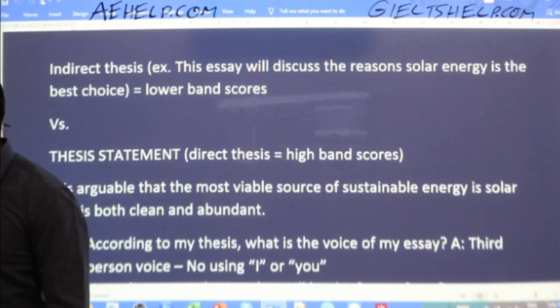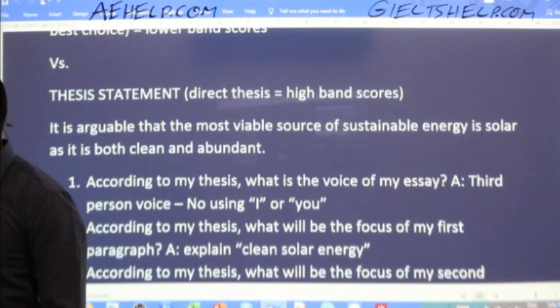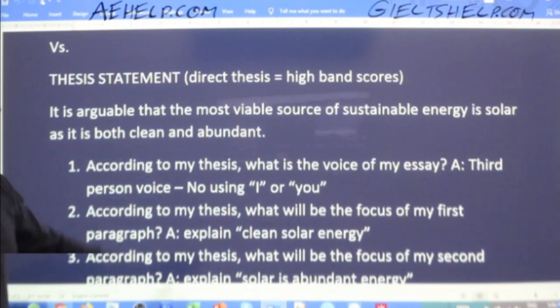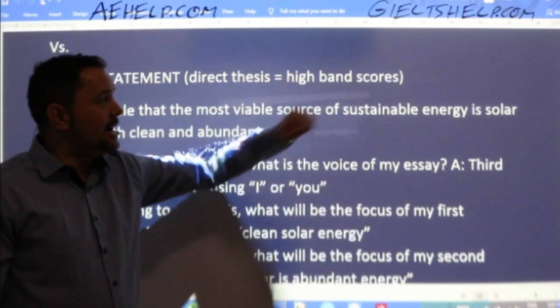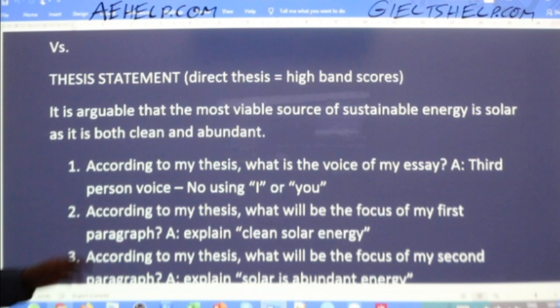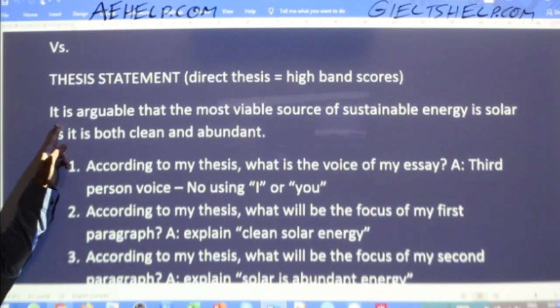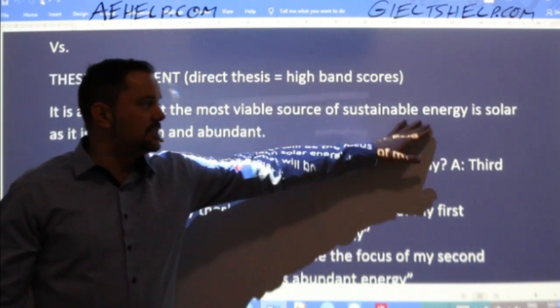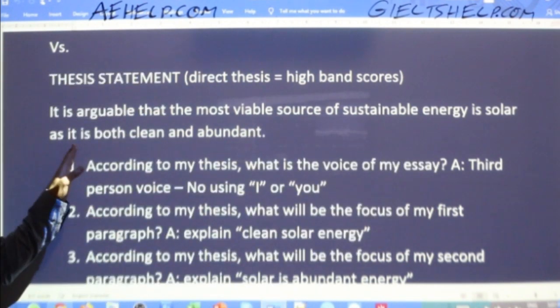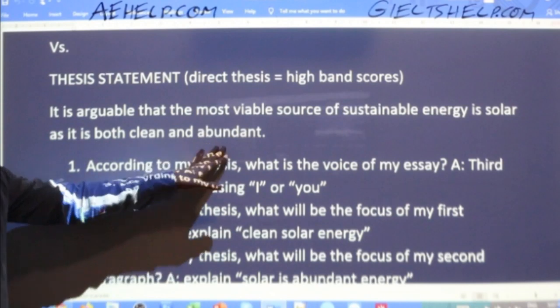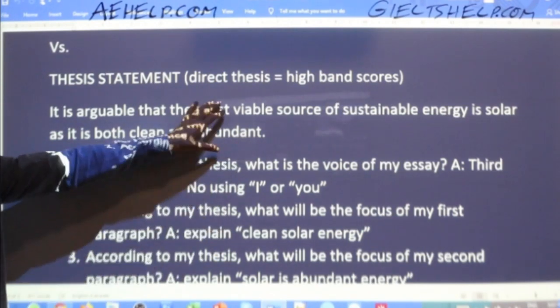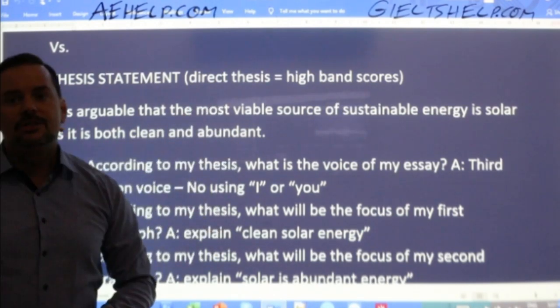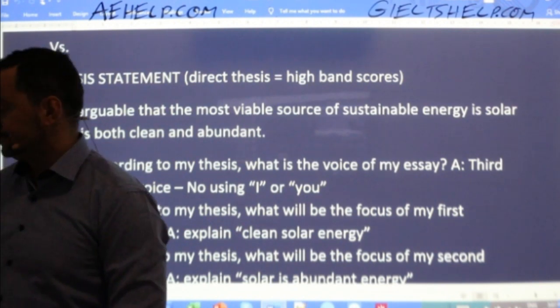So, you should write a direct thesis statement. Direct thesis statements get high band scores. A direct thesis statement is like this. It is arguable that the most viable source of sustainable energy is solar, as it is both clean and abundant. It's a much, much better thesis statement.